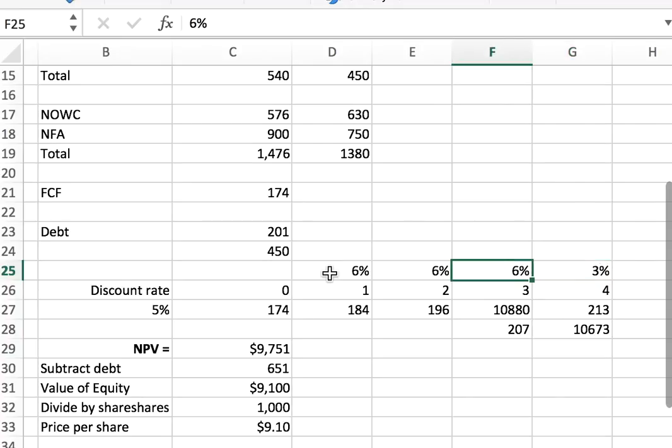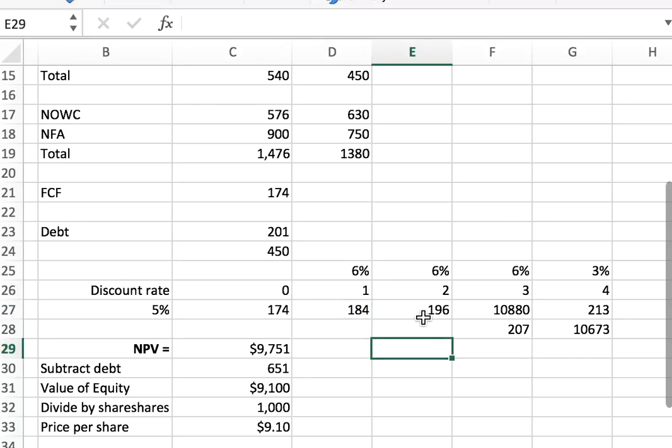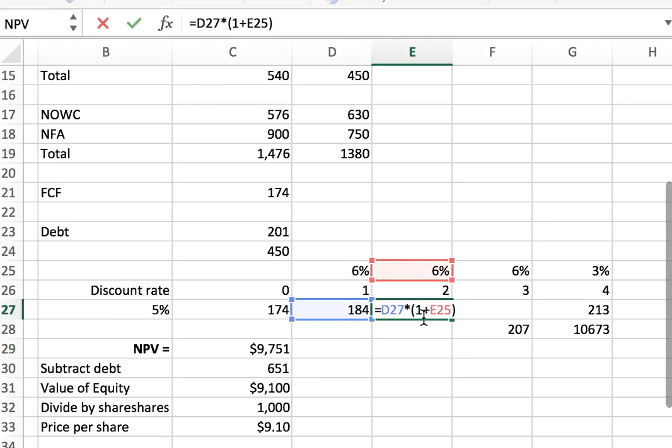So I've set this up to do some simple calculations. The first one is the 174 from time 0 goes up at 6%, which is 184 in time 1. You can see that the formula there is quite straightforward. It is this year's C27 times 1 plus D25, D25 being the 6%, 1.06. So that's a pretty easy calculation. In fact, you can just drag it because the next number would be the same if you wanted to. That would be another easy way to do it. So this is going to be the same calculation as 184 times 1.06 just to increase that.